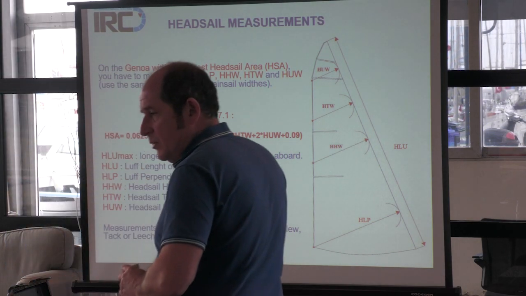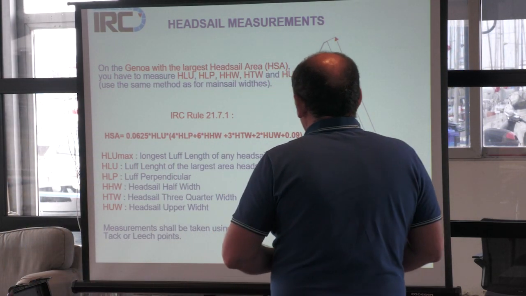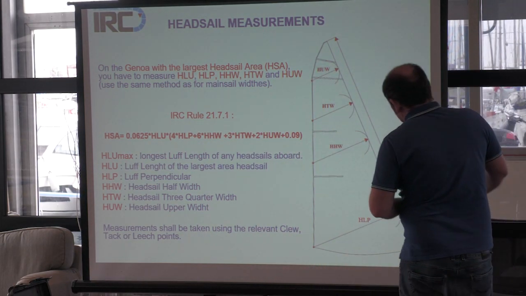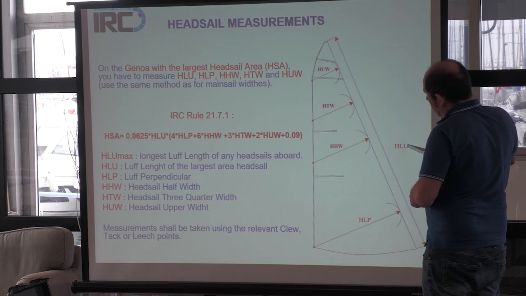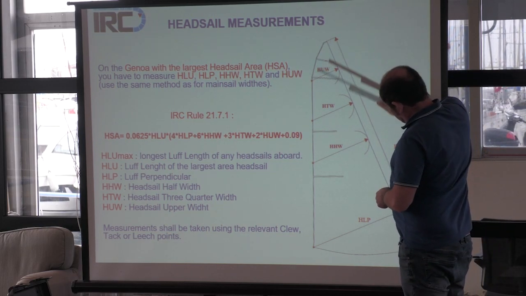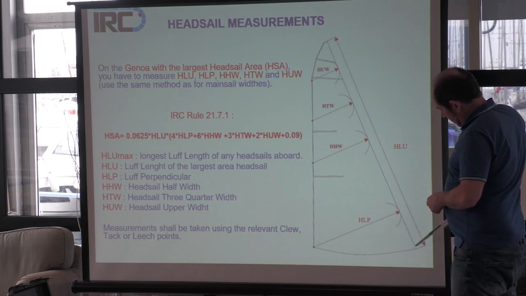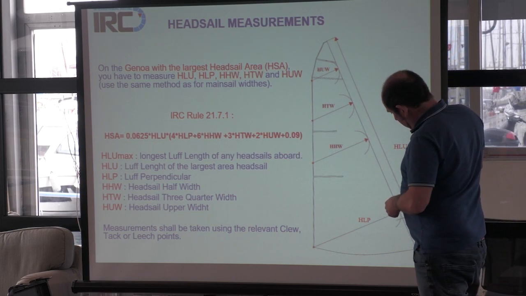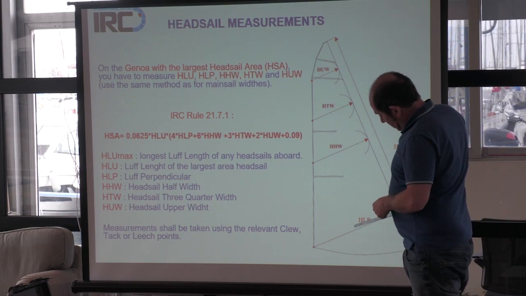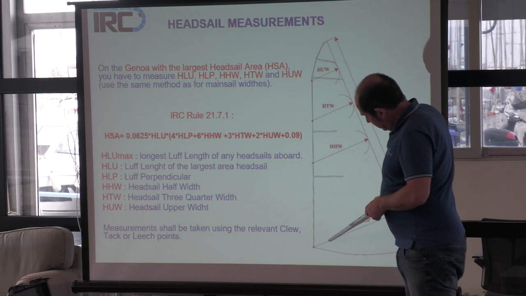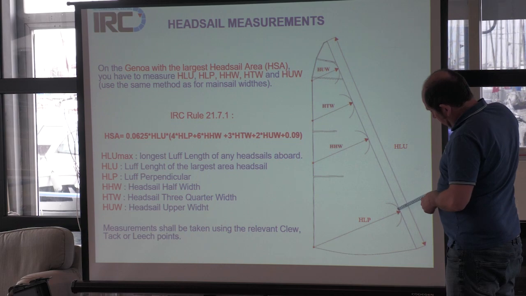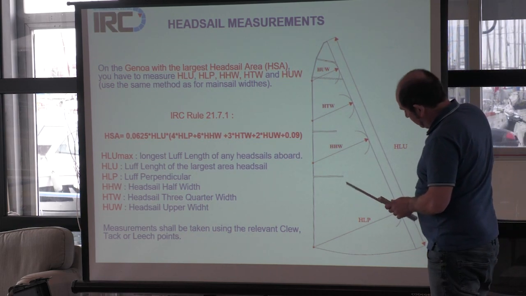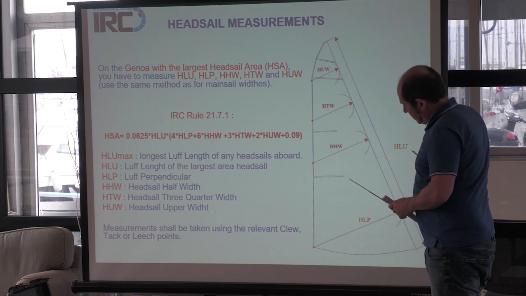For the head sail measurement, we will need 5 measurements. The head sail luff, from the head point to the tack point, the horizontal distance. The luff perpendicular, which is from the blue point to the perpendicular at the luff, that you will find by looking for the shortest distance, balancing your tape.